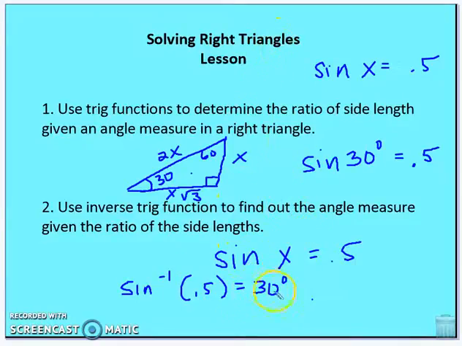And also, you could get an output in radians, so please make sure that your calculator is set to the correct value for whatever you're trying to resolve in terms of angle measure here.